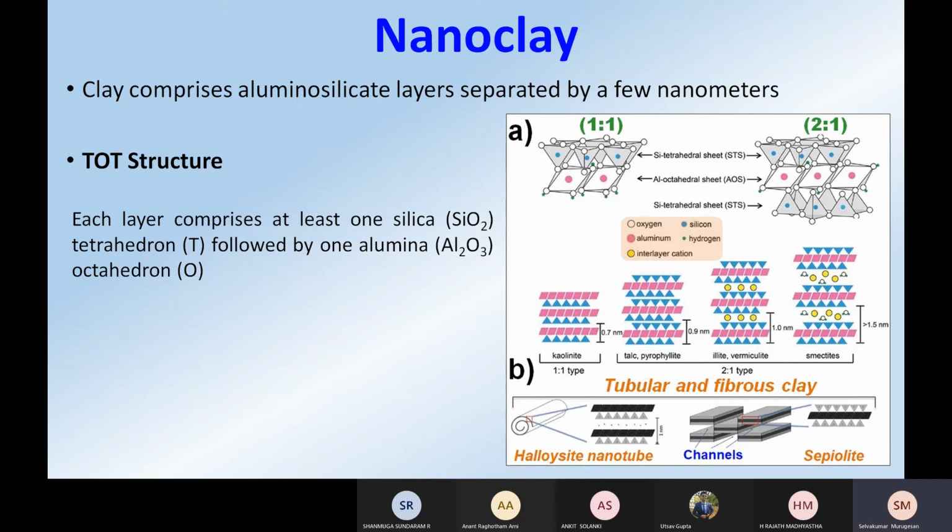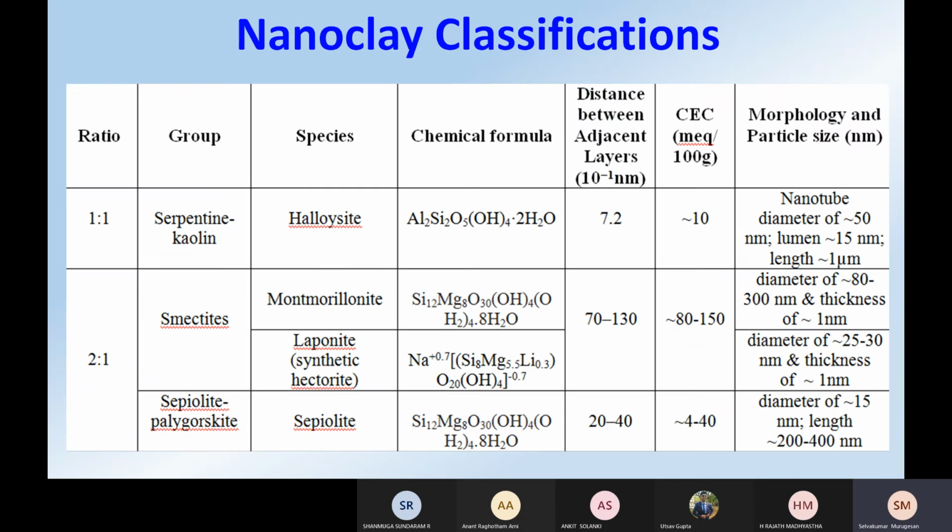The clays are again divided into other types by looking at their morphologies, like tubular structure or hollow architecture, channel type, as well as disc-based types. This table will give you the broad picture about those different types, their chemical composition, and the distance between the two layers, then the cation exchange capacity and their morphology. If it is a nanotube, how much the diameter or length is, and if it is a disc, how much the diameter and thickness are. Laponite is a three-dimensional 2:1 type of nanoclay.